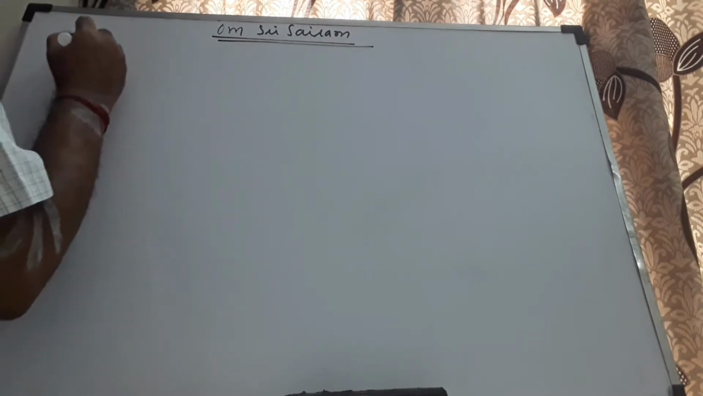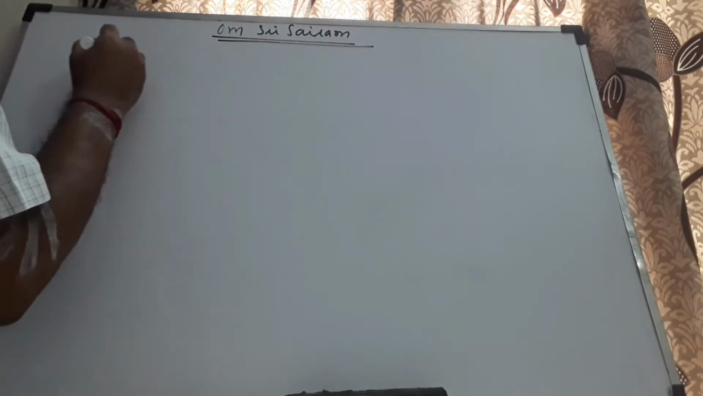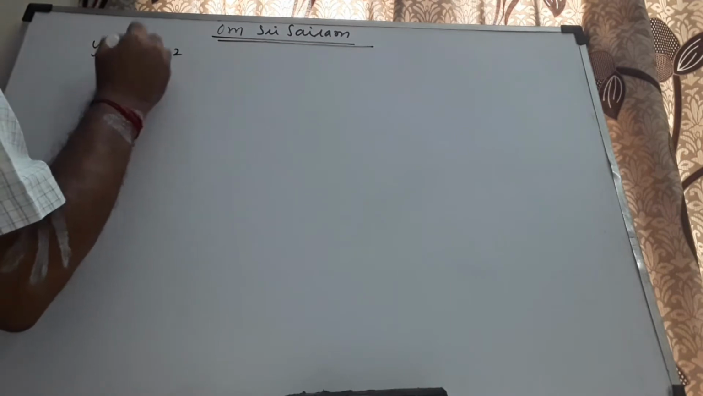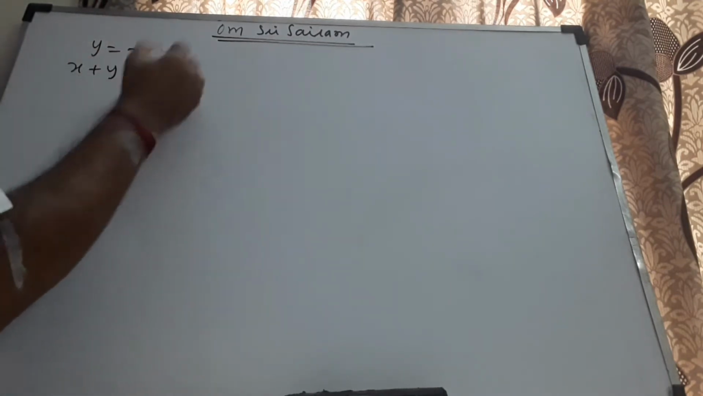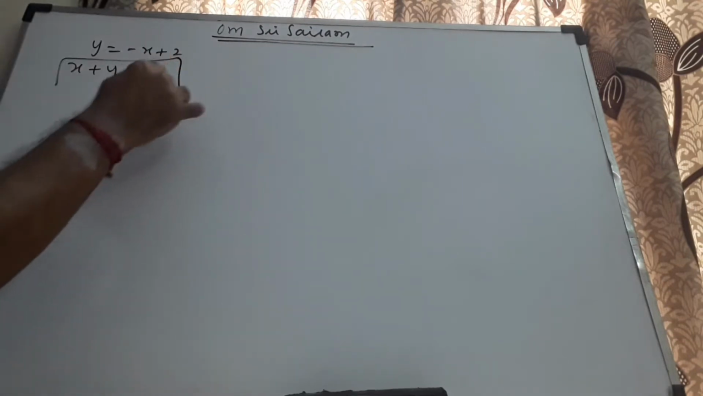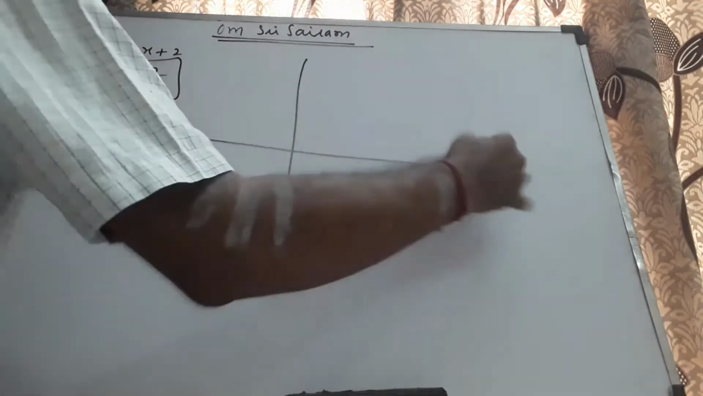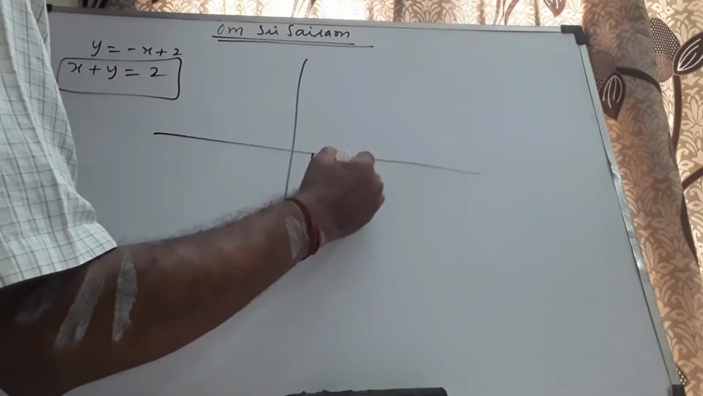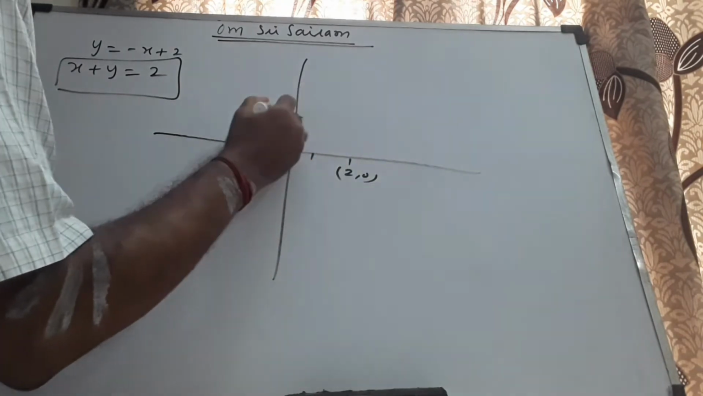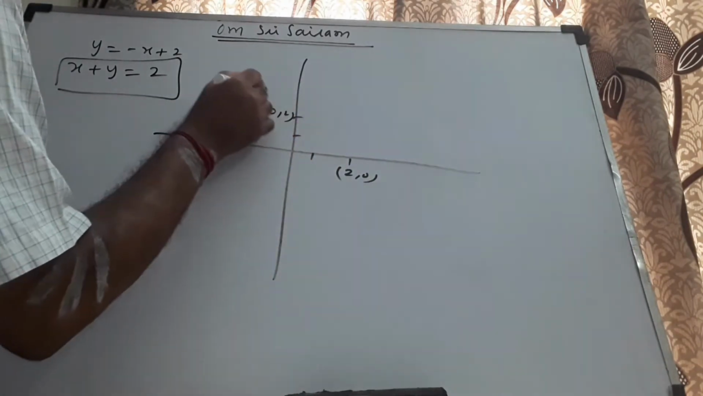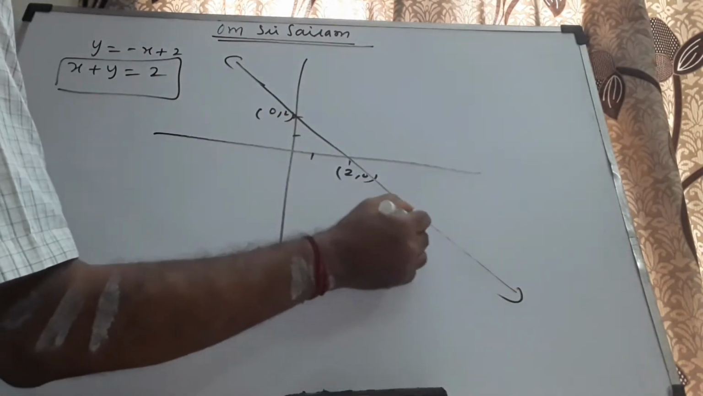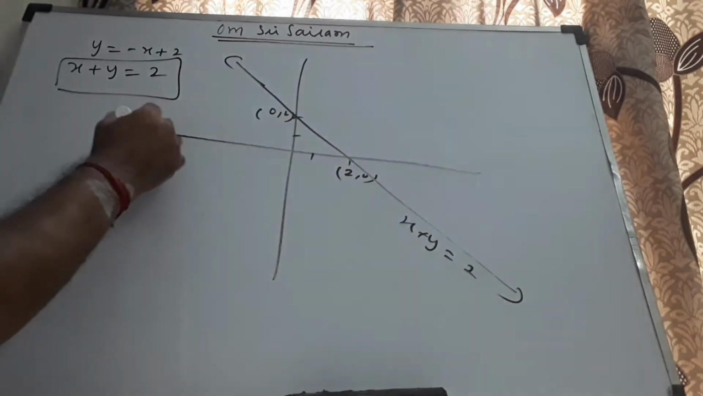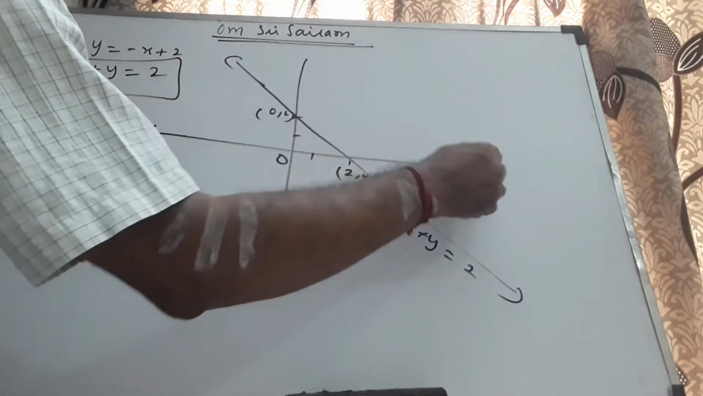Just take y is equal to minus x plus 2. This is the same as x plus y is equal to 2. It is a straight line, x plus y is equal to 2. Therefore, I'll be plotting the point (2, 0) and the point (0, 2), and this will be simply the straight line passing through them, x plus y is equal to 2.